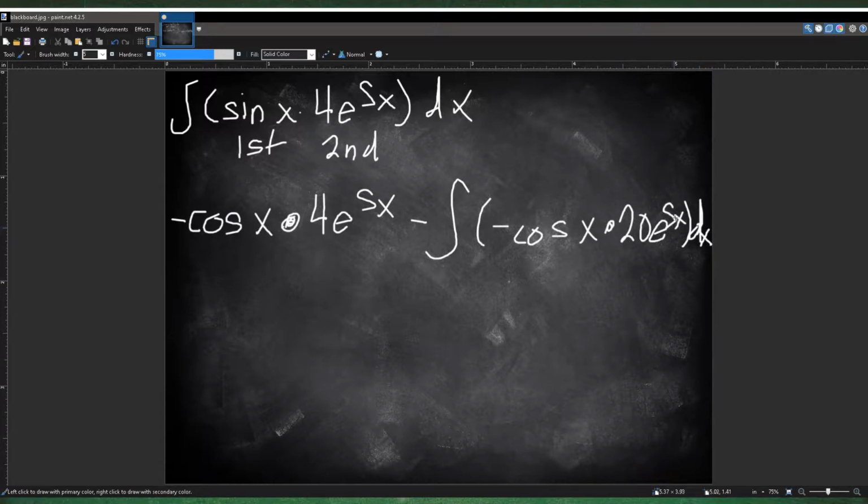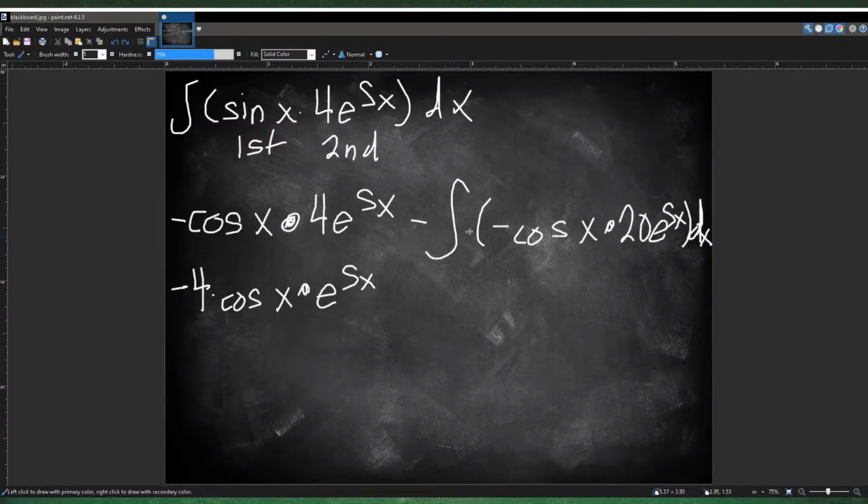Okay, right? Because you move the 5 times that 4, that's 20e, and the derivative of the exponent of this e is basically just going to stay e. So it keeps the 5e because you're basically chaining. So this is correct. So now we could rewrite this as, let's say, negative 4 times cosine of x times e to the power of 5x.